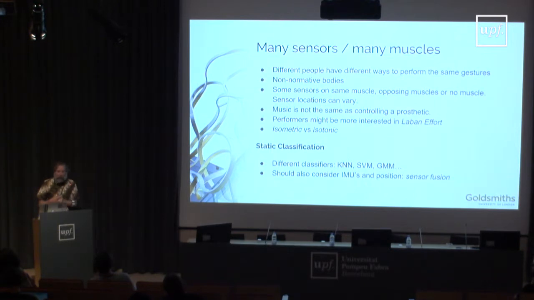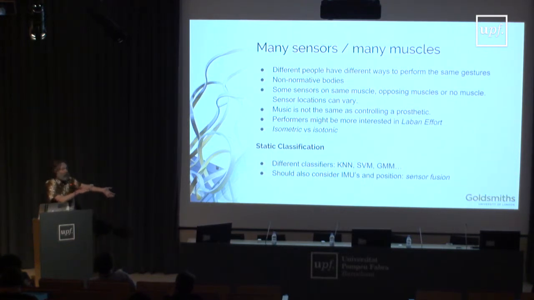So this is where we're starting to get into machine learning, classifying postures, static gestures. I'm actually using k-nearest neighbor a lot, which is a really simple machine learning algorithm, but it works most of the time. Support vector machines, Gaussian mixture models. Actually, Gaussian mixture models are what you'll hear today.